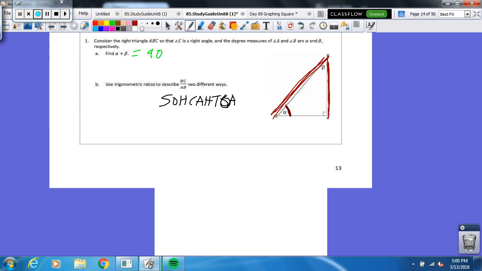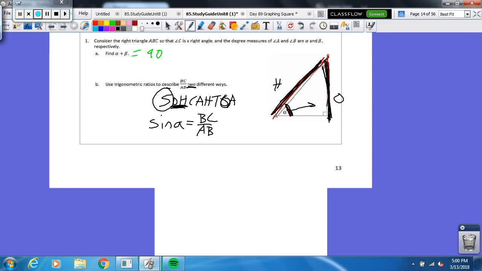So I'm right here. What's the indicated side? We got this side and this side. That looks like it is the opposite and hypotenuse if alpha is our reference angle. So alpha, that would mean opposite over hypotenuse. That's the sine. So sine of alpha equals BC over this part right here, hypotenuse, AB.